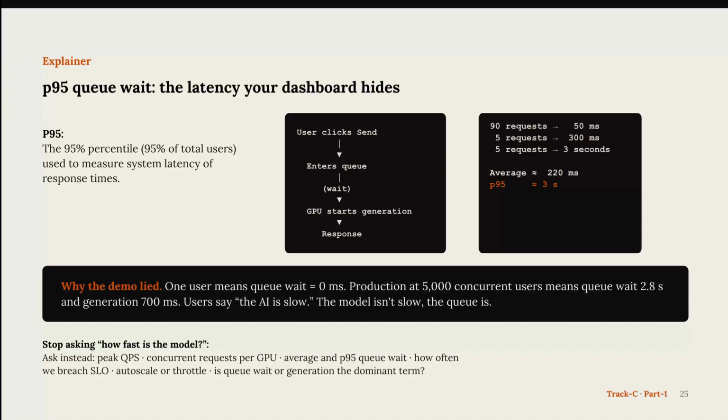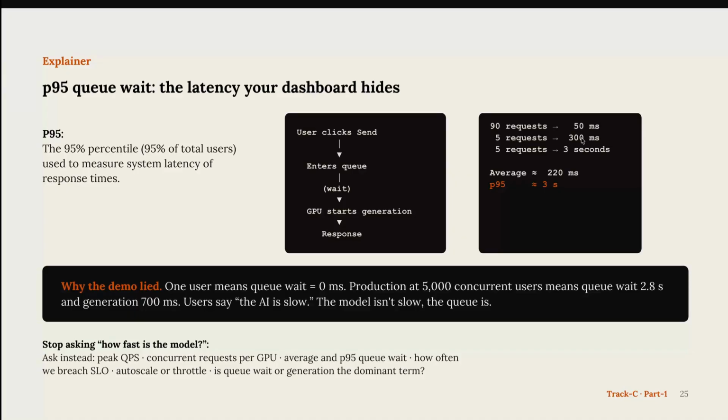And in the demo, we'll always see that it achieves 50 milliseconds, 10 milliseconds and so on. The repeatability, or how many times we can maintain the same performance, matters a lot in production. Because for one user, queue wait time is 0 milliseconds, but in production at 5000 concurrent users, queue wait time can go to 2.8 seconds, and generation time is still 700 milliseconds. Yeah, the users will say AI is slow. The model isn't slow, but the queue is. Okay, so that's why we need to manage all this.